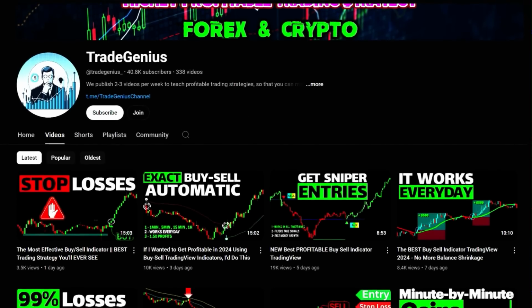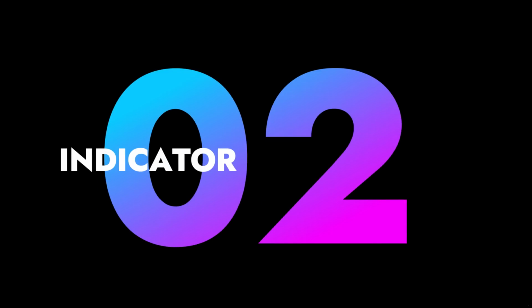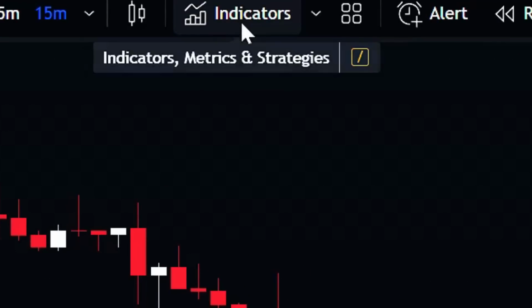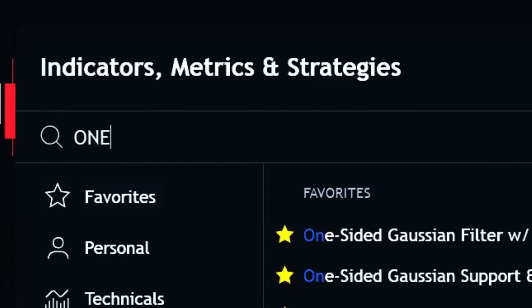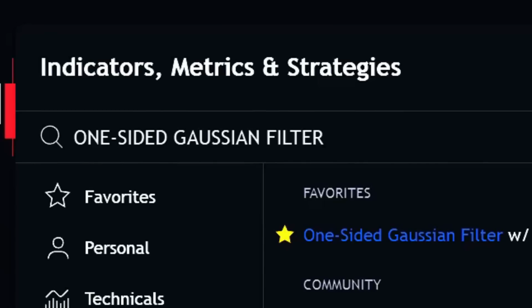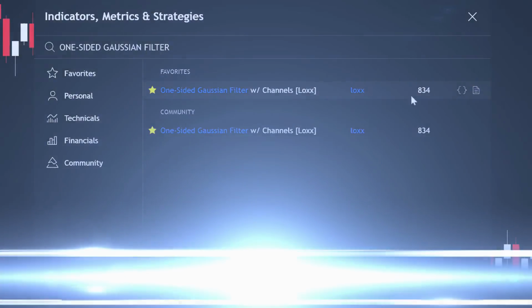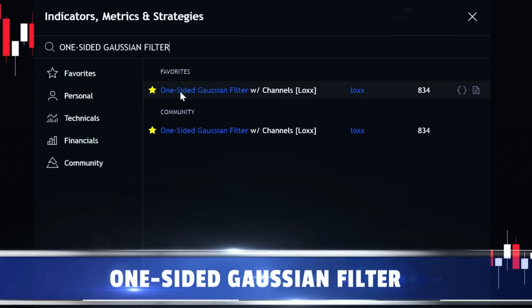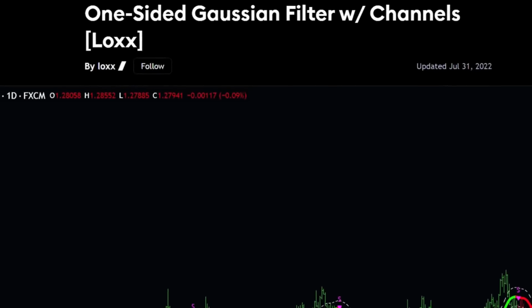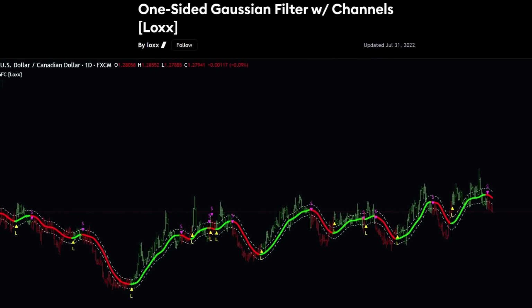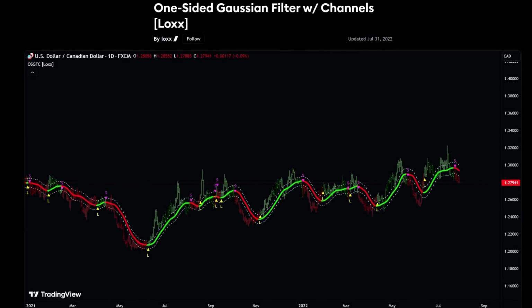Okay, back to the strategy. Let's head back to the indicator section and add the one-sided Gaussian filter. It's a special kind of moving average that uses Fibonacci numbers, those magical numbers that nature seems to love. Now let's tweak some settings.